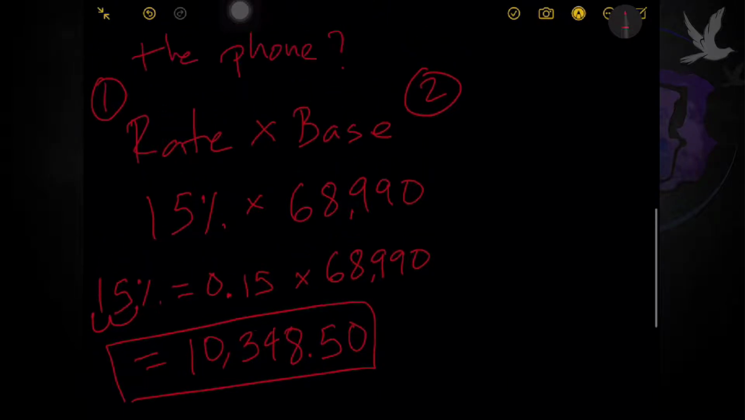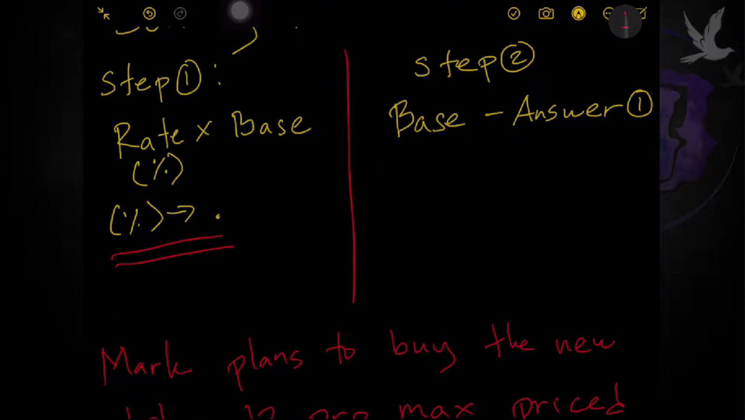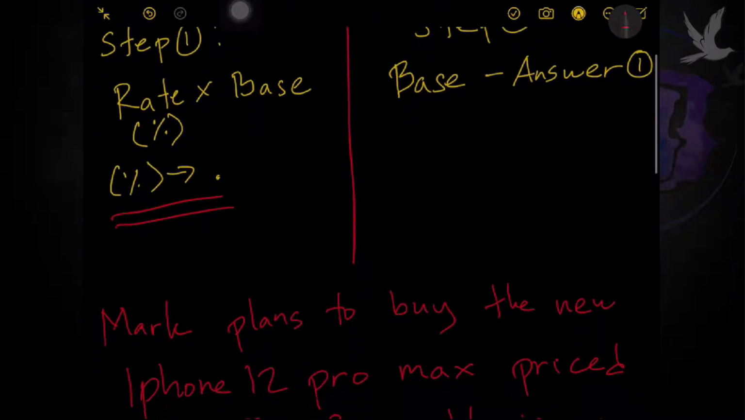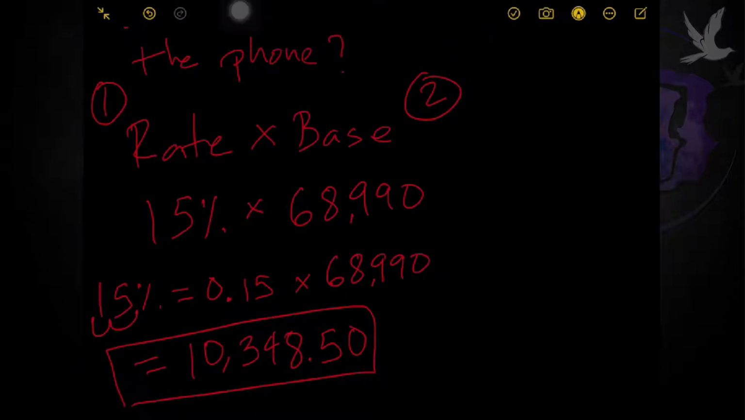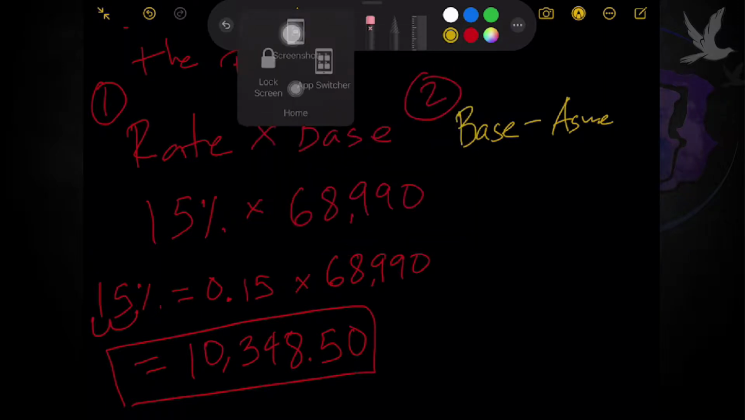And for your step 2, all you need is to take the base and then subtract your answer number 1. Okay. Change ko color para hindi kayo ma-confuse. Step 2 is to take the base and then subtract your answer. Pati pagsulat, nakukulangan na ako.